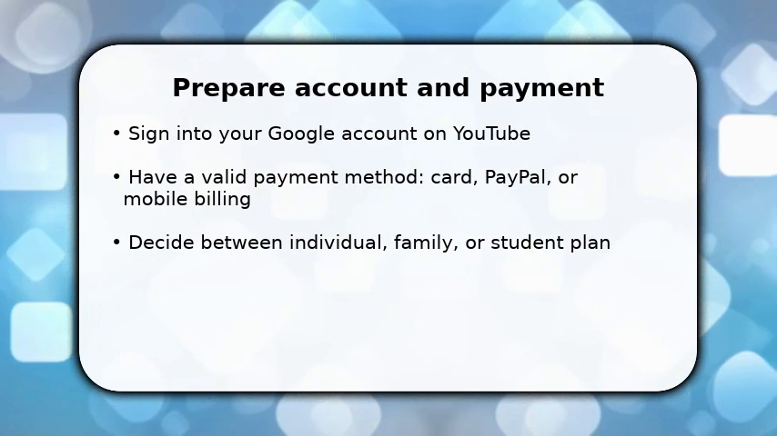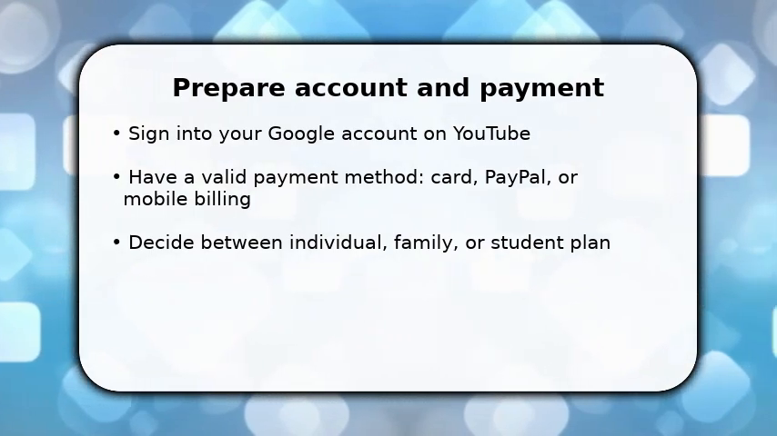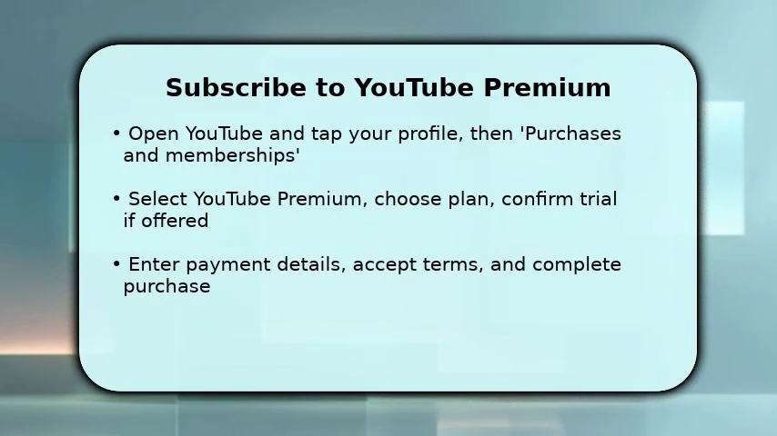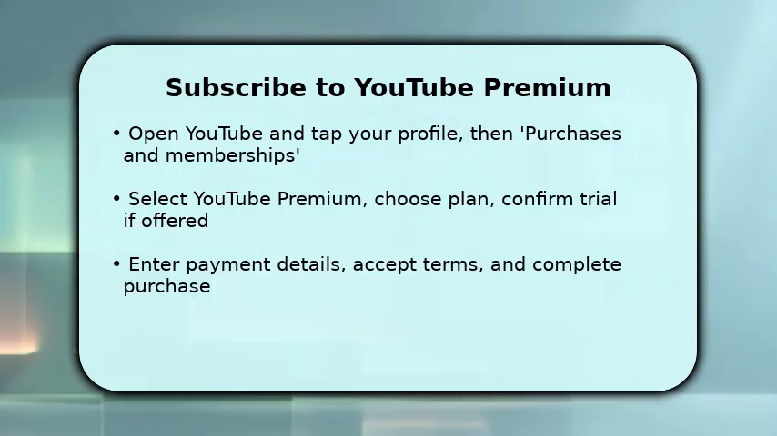Now navigate to purchases and memberships from your profile and select YouTube Premium. Choose the exact plan you decided on, individual, family, or student, and confirm whether a trial is offered. Trials often convert automatically, so note the date.